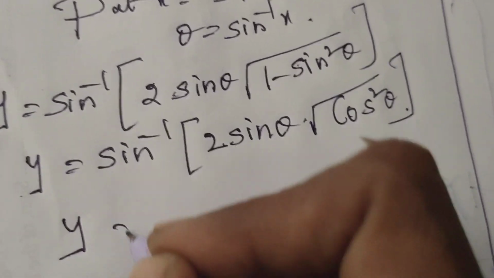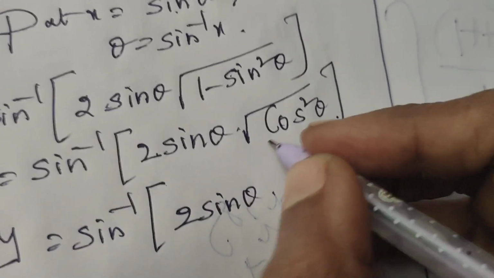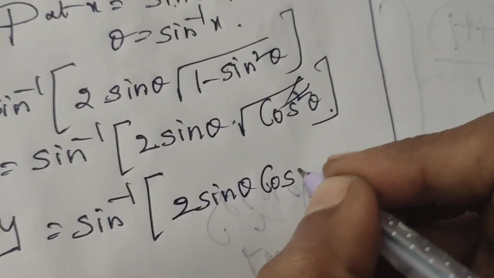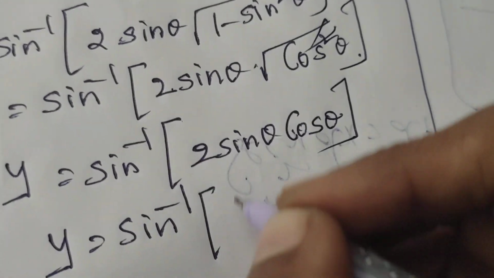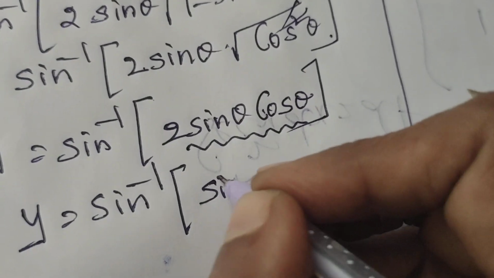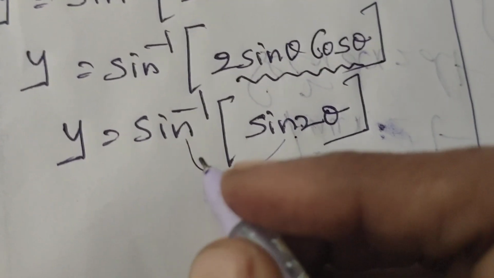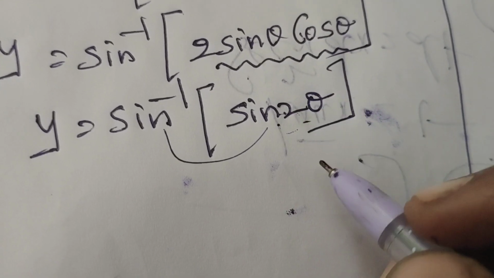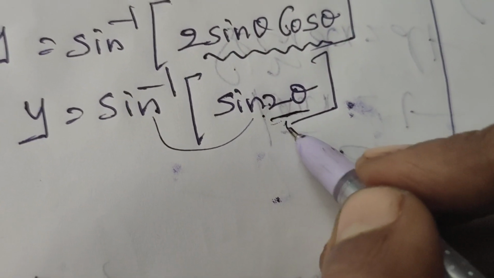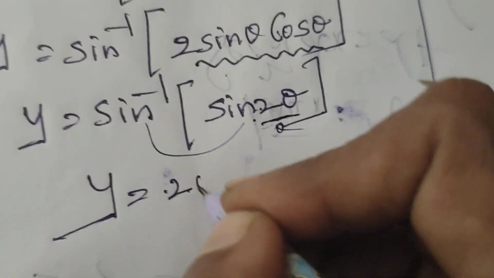Okay, next y equals sine inverse of 2 sine theta root of cos square theta. The square root gets cancelled, then we write cos theta. Therefore, y equals sine inverse of 2 sine theta cos theta, which according to the trigonometric formula is sine 2 theta. Now applying the inverse trigonometric formula, sine inverse of sine theta is theta; here in place of theta, 2 theta is there. Now consider that formula, here write y equals 2 theta.